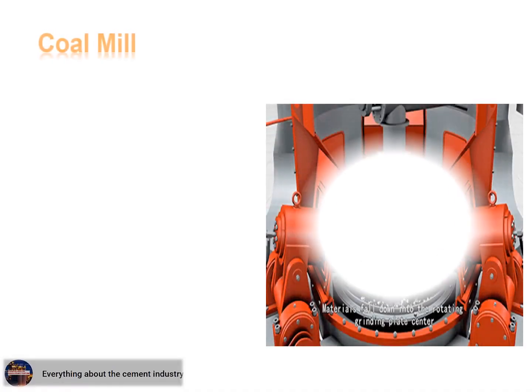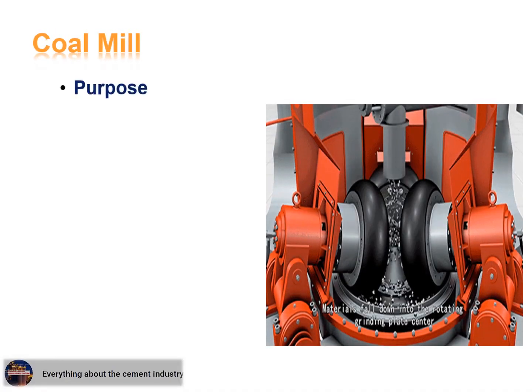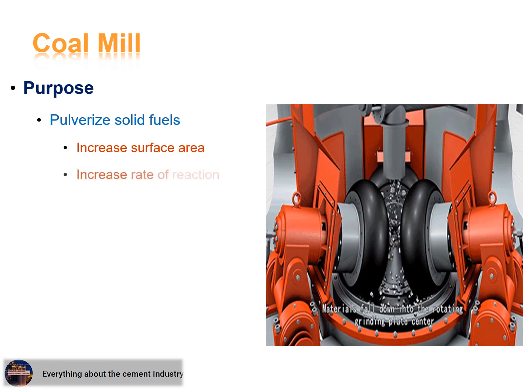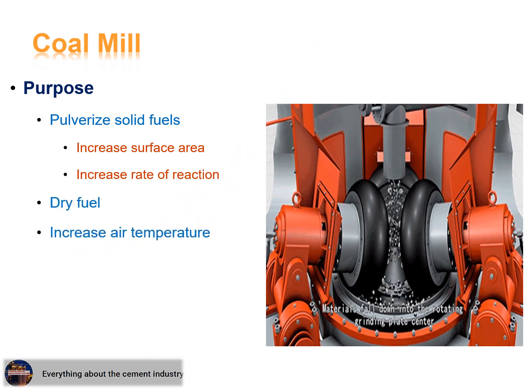Coal mill purpose: 1. Pulverize solid fuels: increase surface area, increase rate of reaction. 2. Dry fuel. 3. Increase air temperature: primary air, direct fired system.